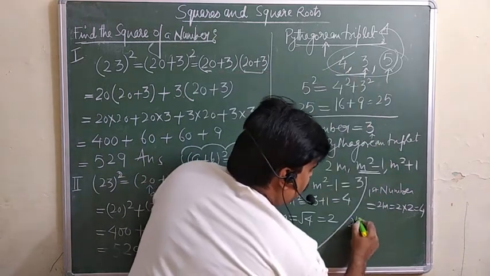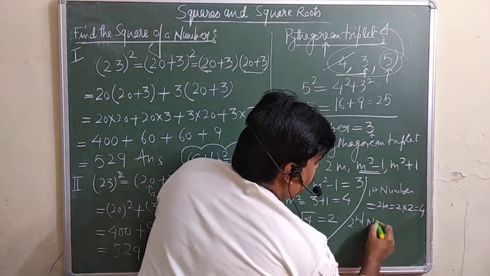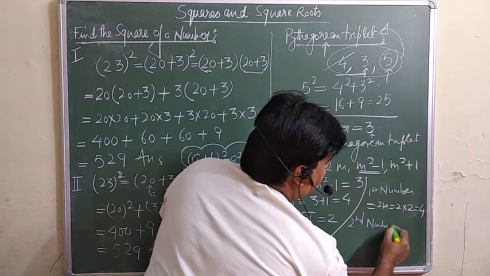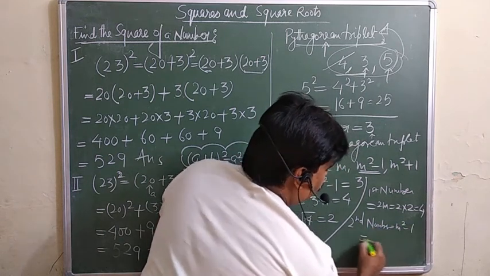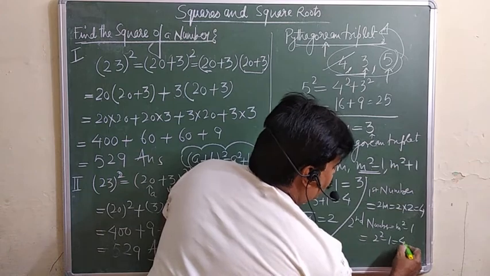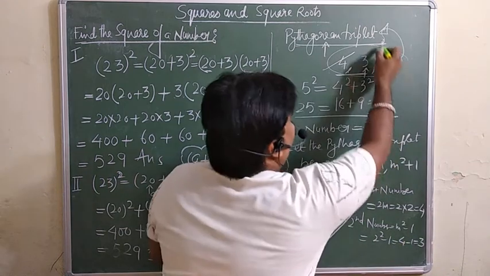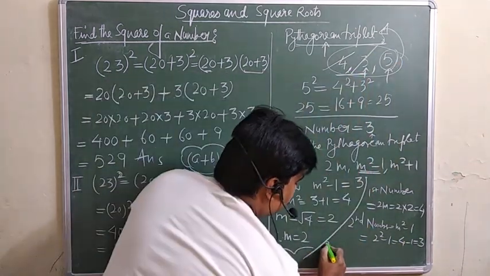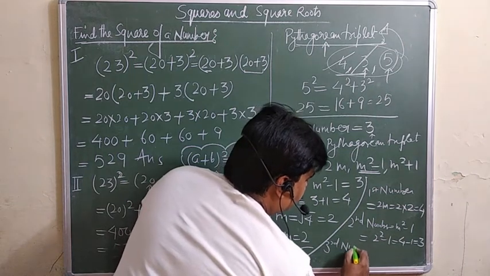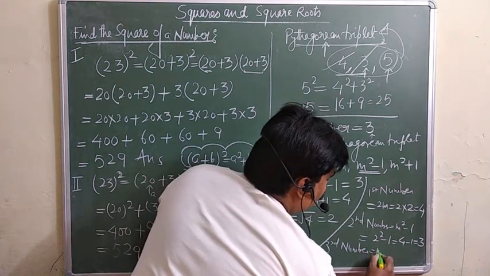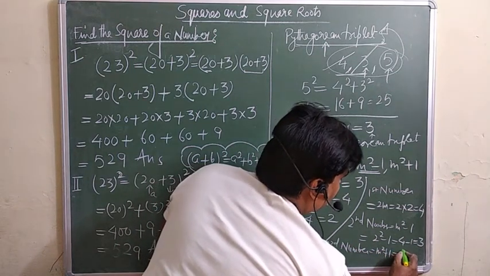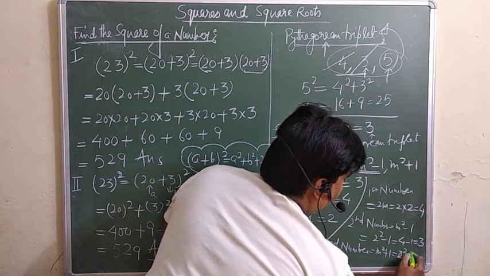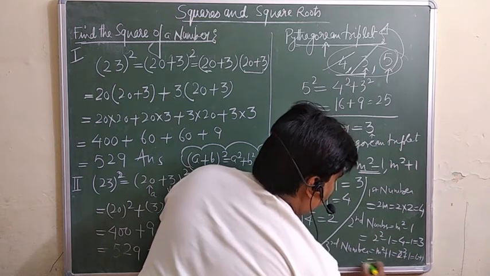Similarly, the second number will be m square minus 1. So that is 2 square minus 1, 4 minus 1 is 3. So this is the third number. The third number is m square plus 1, that is 2 square plus 1, that is 4 plus 1 is equal to 5.